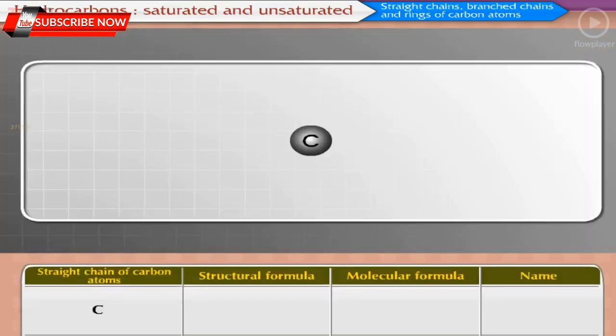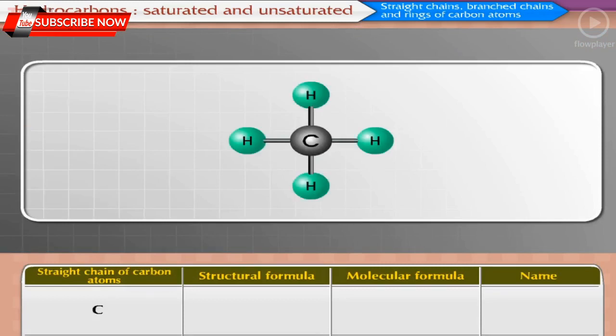First, there is only one carbon atom. To fulfill the tetravalency of carbon, let us join 4 hydrogen atoms to the carbon atom and complete the structural formula. From this structural formula, we get the molecular formula CH4. The name of this hydrocarbon is methane.